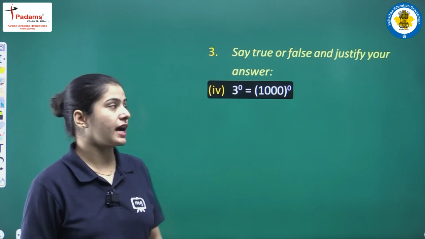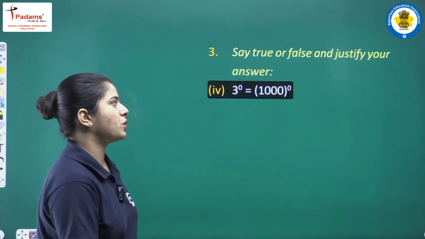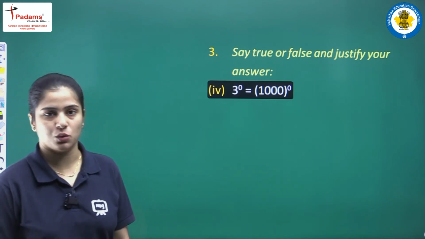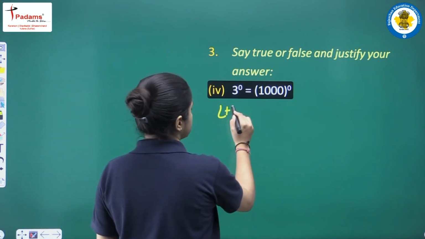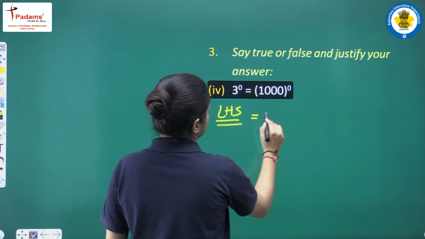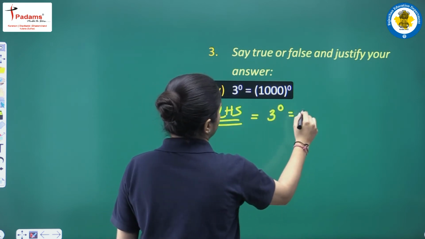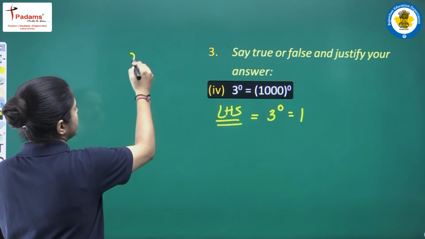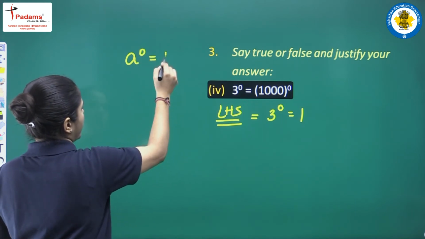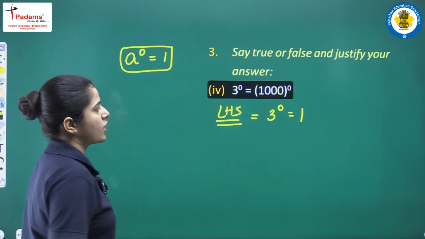ओके, लुकिंग एट योर क्वेश्चन नंबर 4 स्टूडेंट्स, अब वो क्वेश्चन क्या है? 3 raised to power 0 is equals to 1000 raised to power 0. So firstly have a look at the left hand side students. 3 raised to power 0 is 1. Why? Because there is a law that a raised to power 0 is equals to 1. This is your left hand side.